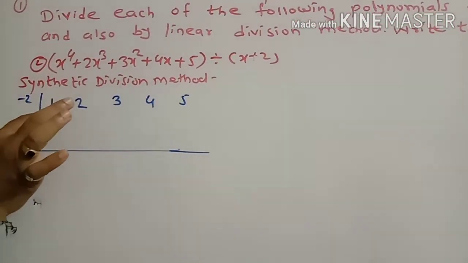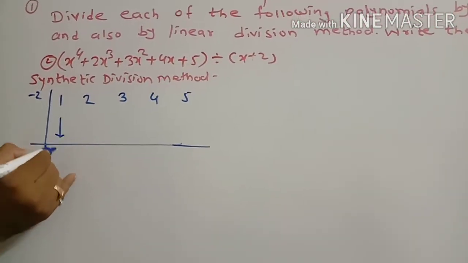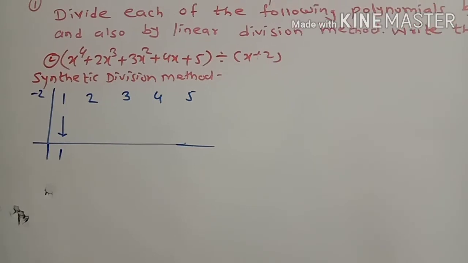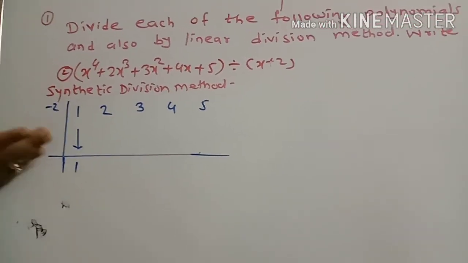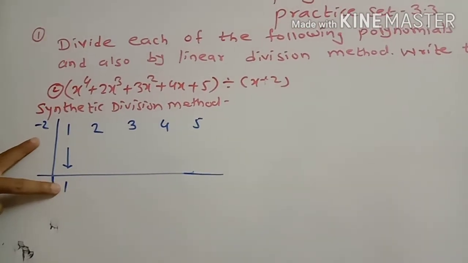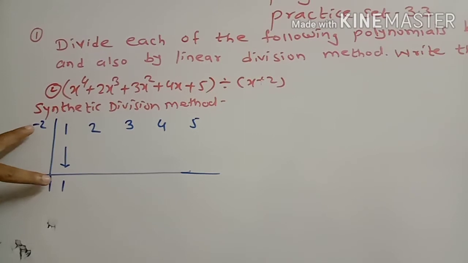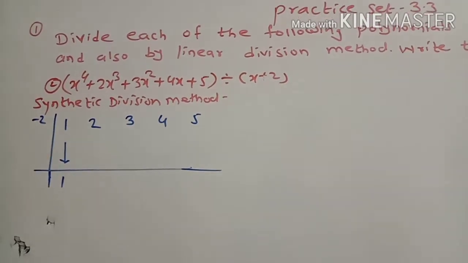Write the first coefficient as it is in the third row, 1, and write this 1 below the horizontal line. Then take the product of that coefficient and this divisor, minus 2 into 1, minus 2.